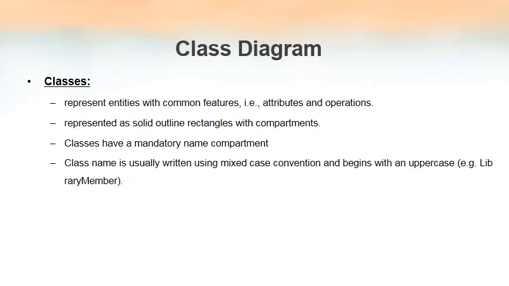So a class represents a collection of entities having some common features. By features we mean attributes and operations. And how can we represent a class in a class diagram?